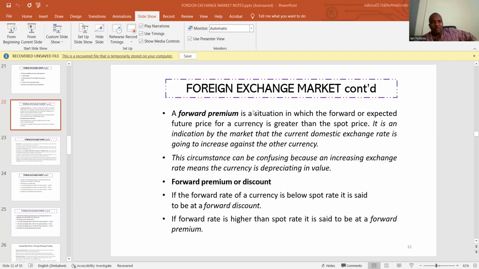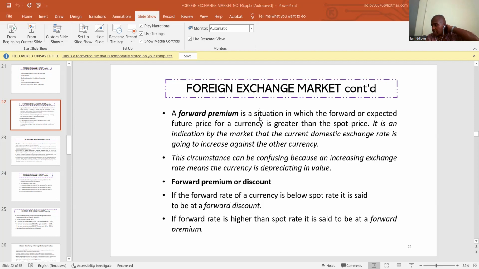So the forward premium can only exist in a scenario where the forward rate is higher than the spot rate, or the forward exchange rate, the future price of a currency, is greater than the current or spot price of a currency. So in terms of figures, we would expect the forward rate to be higher than the spot rate. If it is, we are dealing with a forward premium. And we can calculate the annualized forward premium, which is what we are going to do this afternoon.